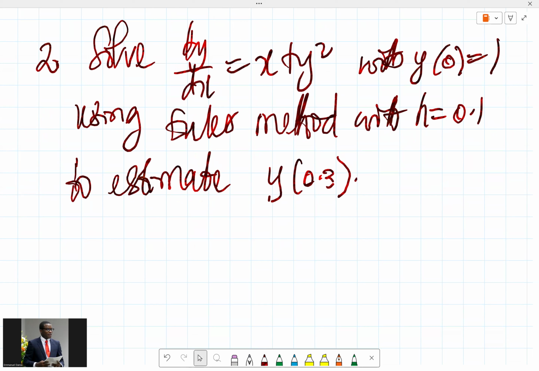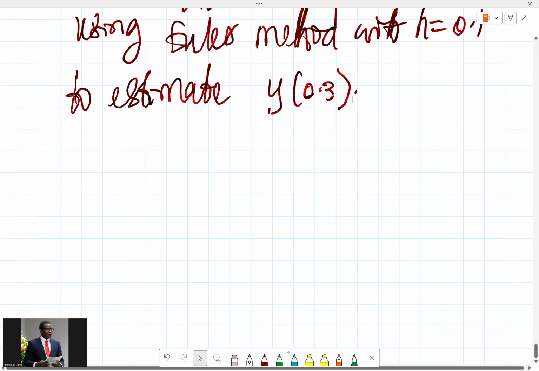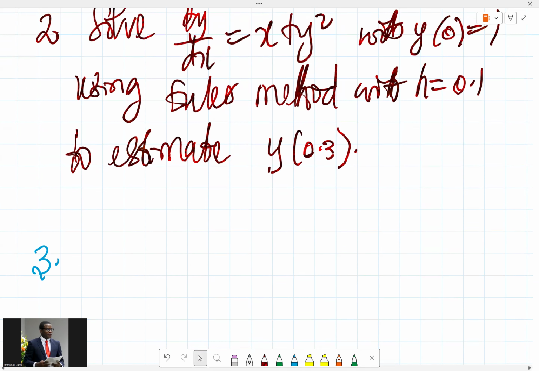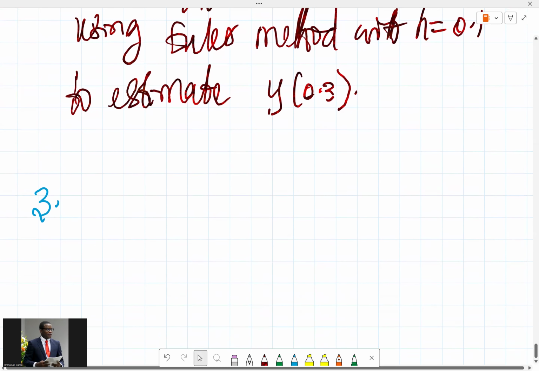So let's take another one. I have a lot. Let's keep going. I think it's interesting. You have a lot to try your hands on. We can use Runge-Kutta for this too when we do Runge-Kutta. So number 3.